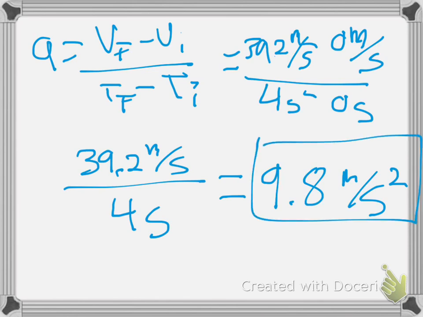Which, coincidentally, this is the acceleration due to gravity, and it's actually the rate at which all objects accelerate towards the surface of the earth when they are dropped. Rocks, books, people, all accelerate at this rate.